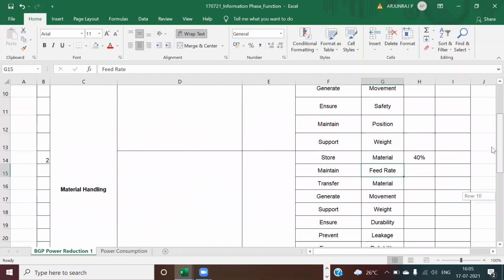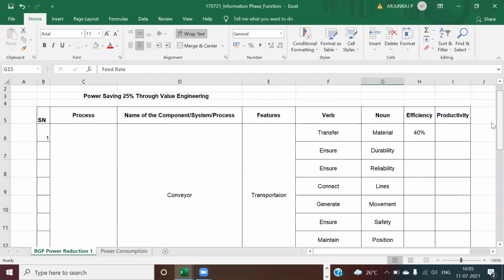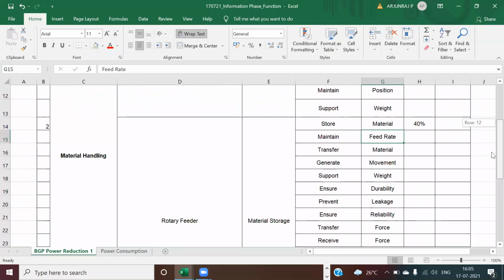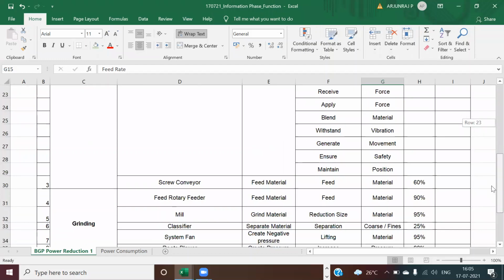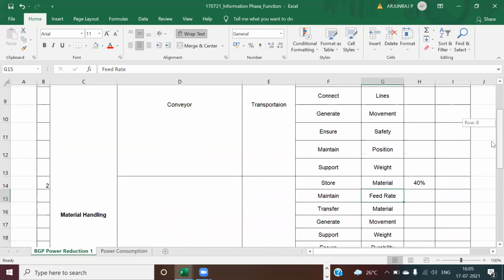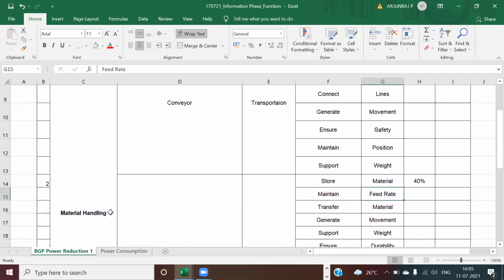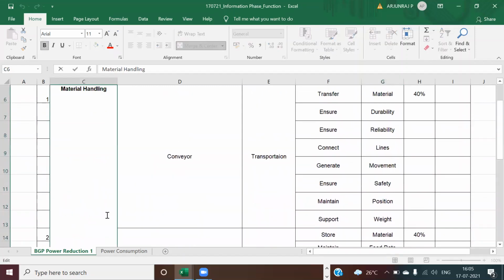Yes, what you said is right. We could even do the FAST diagram individually for a conveyor, a rotary feeder and a screw conveyor, but let us not do it individually because it will be a very huge process. So we will do it as material handling equipment. Our title can be material handling equipment.